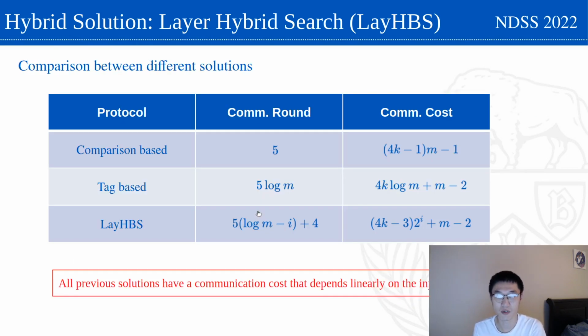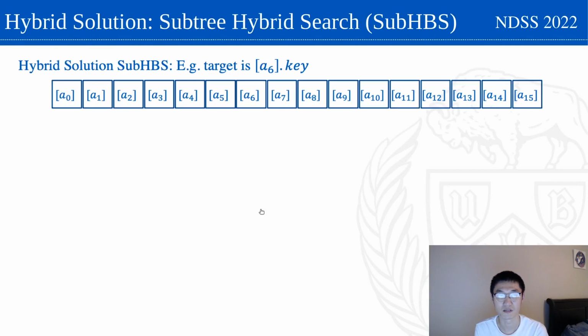So from this table, we can see that the new hybrid search has a smaller round complexity compared with the tag-based solution. But if we look at the communication cost, we can see that all of them still depend linearly on the size of the input array. So this is another problem we want to solve in our next solution.